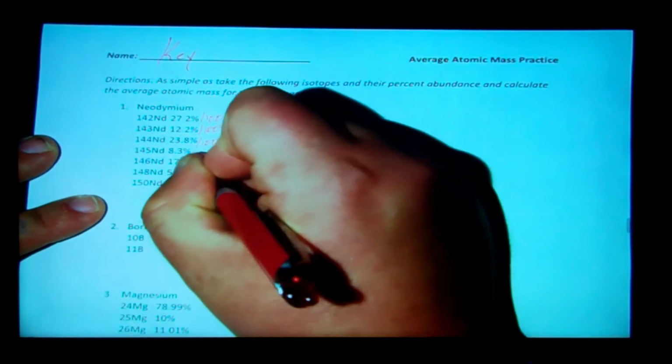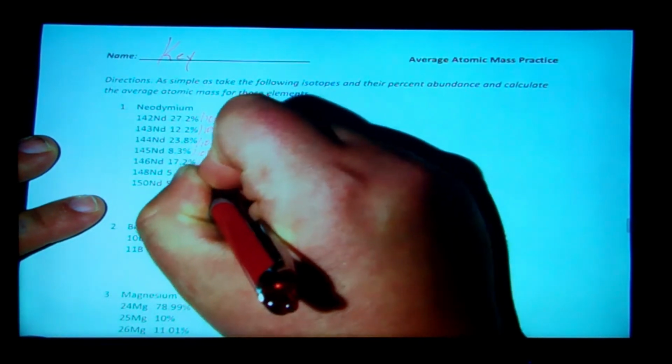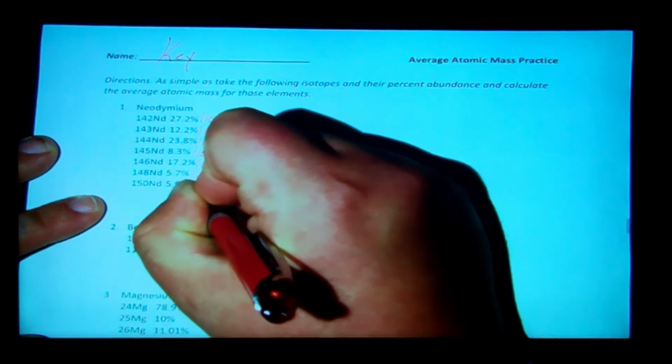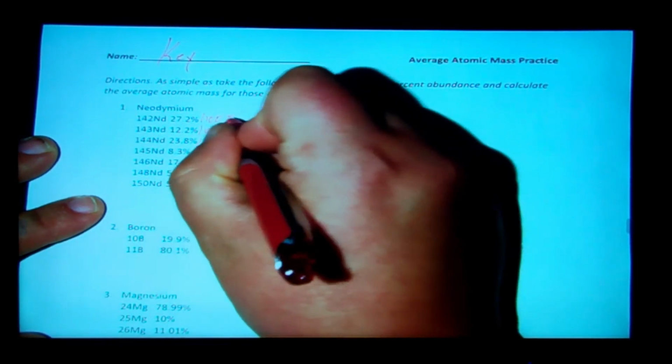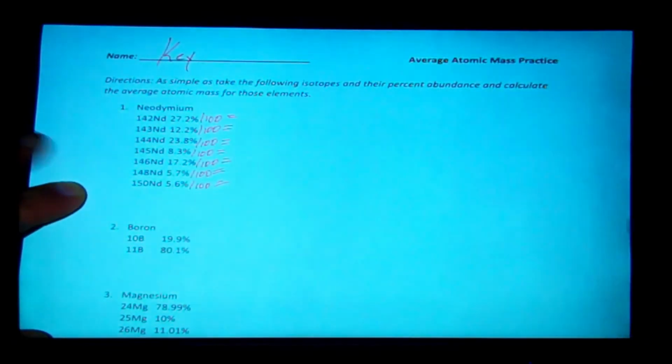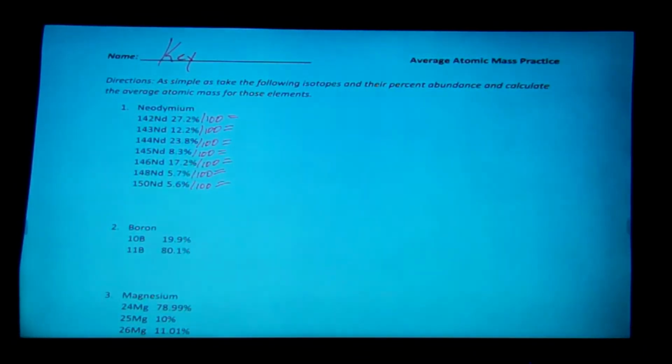I say that it's the same thing as Miss Cole's scoop method whenever she teaches you to scoop the decimal 2 places. Because we do not need these percent abundances of these elements sitting there as percentages. We need them as decimals.